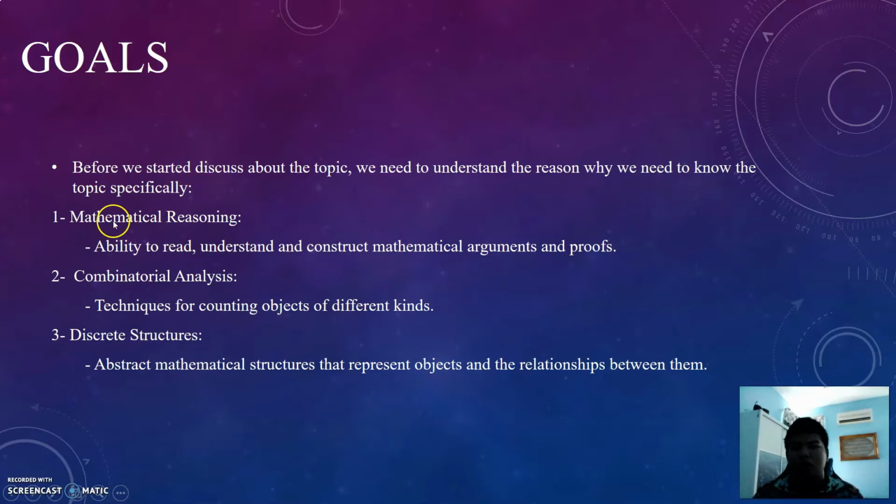The first goal is mathematical reasoning. We need the ability to read, understand, and construct mathematical arguments and proofs. Second, combinatorial analysis. We need techniques for counting objects of different kinds. The third one is discrete structures. We need abstract mathematical structures that represent objects and the relations between them.